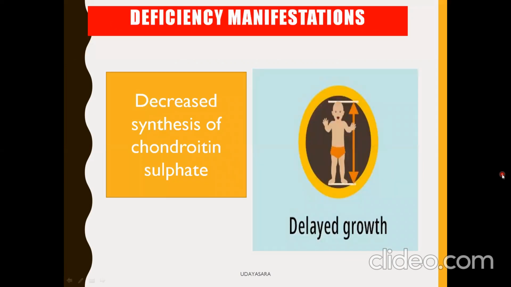Also, the patient presents with delayed growth. This is because there is decreased synthesis of the chondroitin sulfate. Also, there is decreased synthesis of the protein, glycoprotein, as well as reduced immunity.